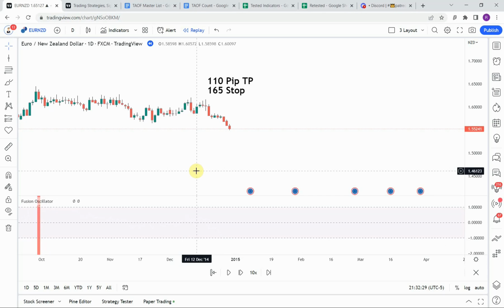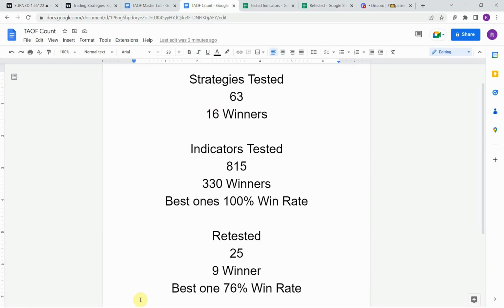Alright, as I said, today we will be testing the Fusion Oscillator indicator. Before we do though, I wanted to put the testing scoreboard up for everyone to see. So to date, we have tested a total of 63 different strategies, with 16 of them being profitable. We've also tested a total of 815 indicators with 330 winners. The best ones so far were able to achieve a 100% win rate. Now you need to go back and watch those videos to understand the context of how they were able to achieve that. So go back and watch those videos and see what you can get out of those winning indicators.